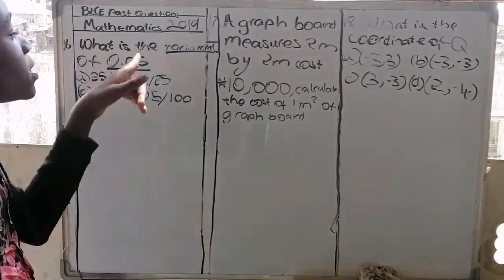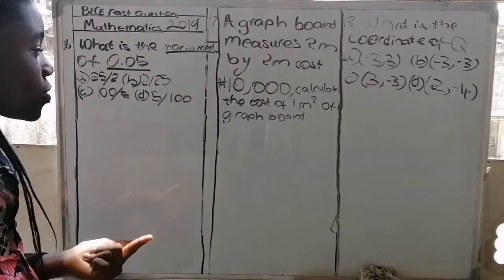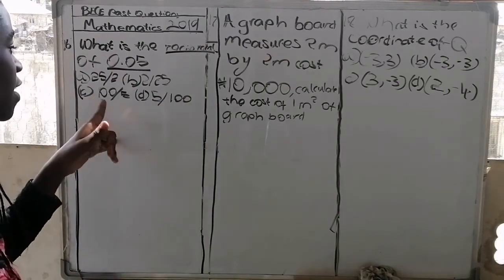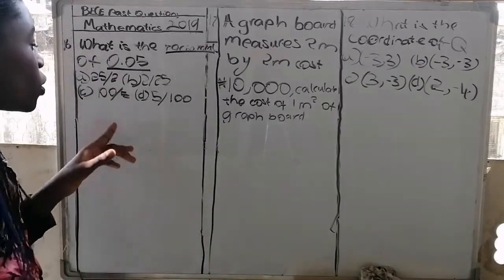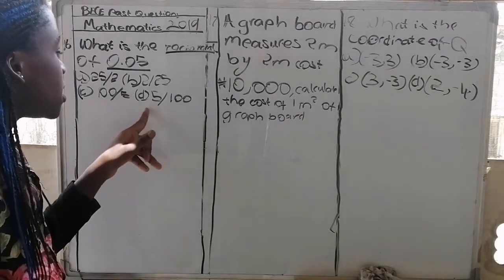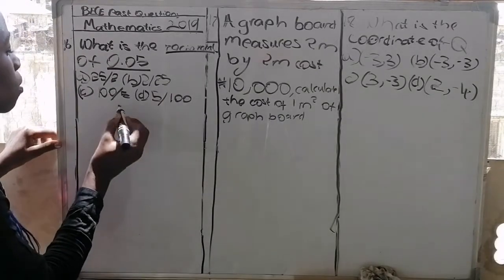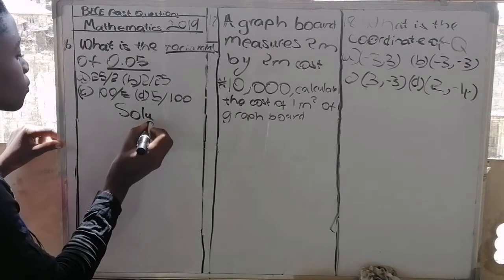This question says, what is the reciprocal of 0.05? Option A says 25 over 2. Option B says 2 over 25. Option C says 100 over 5. And option D says 5 over 100. So we'll write the solution.